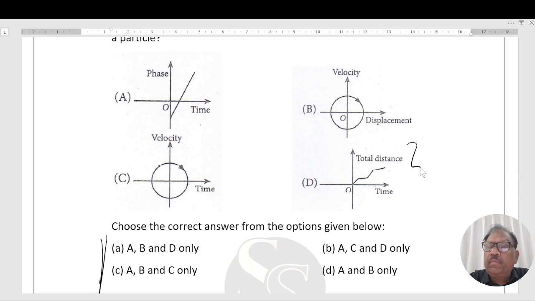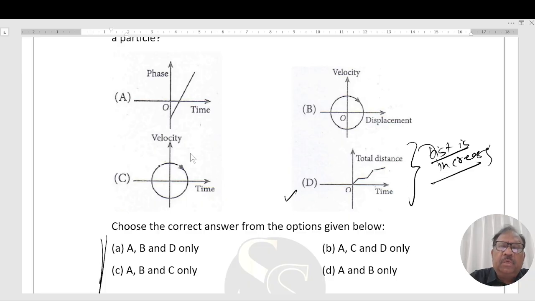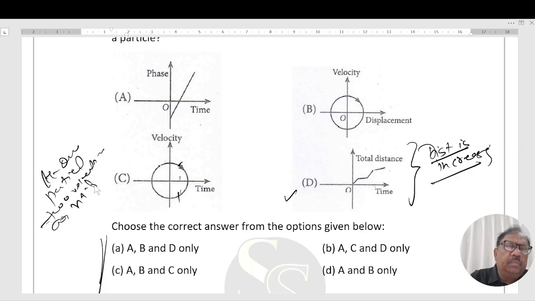In this case, distance is increasing. Distance is increasing with time, so this is the correct one. In this case, uniqueness is not there. Suppose at one particular time, this is the velocity, and this velocity. At one particular time, two velocities are not possible. Therefore, this is not correct. Uniqueness is not there.